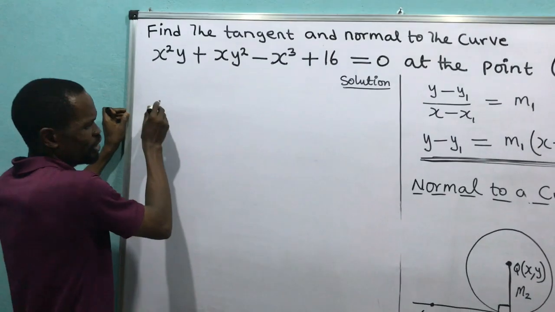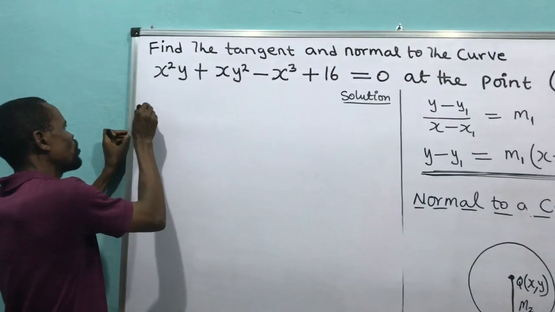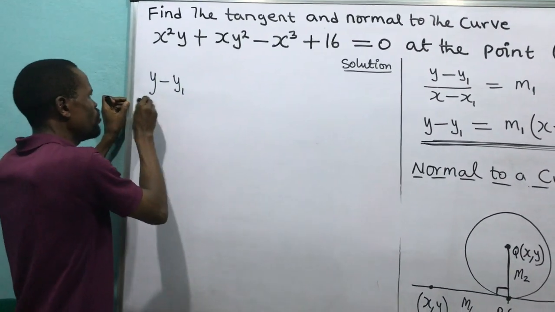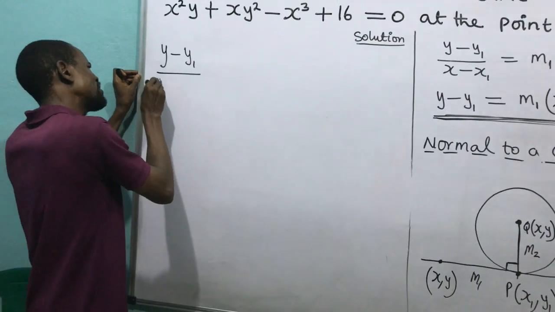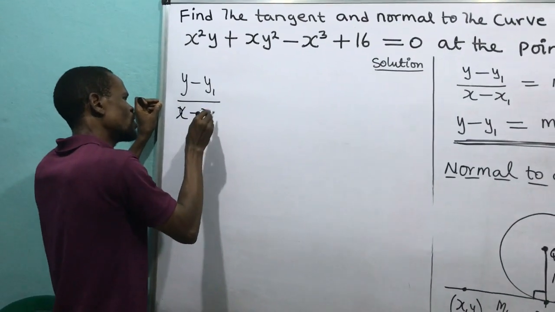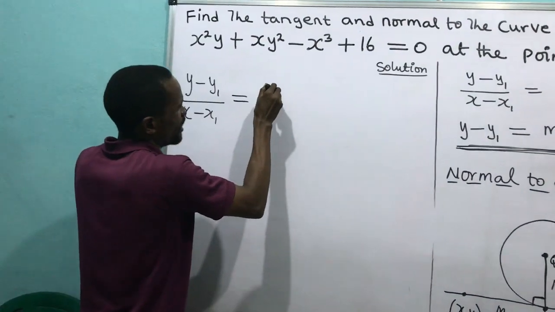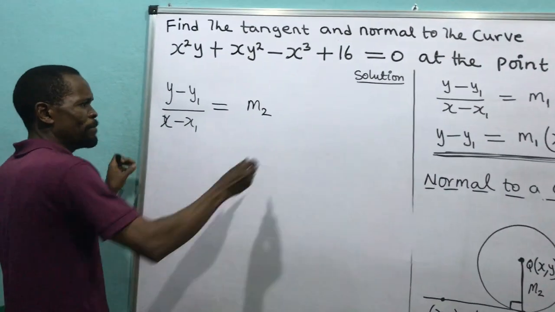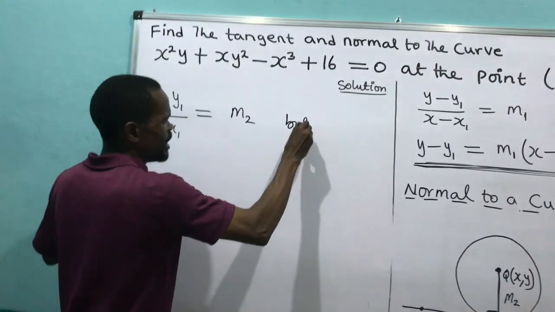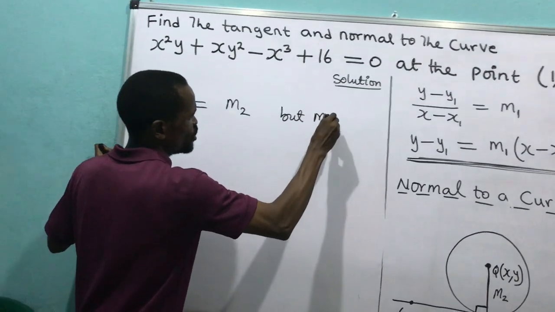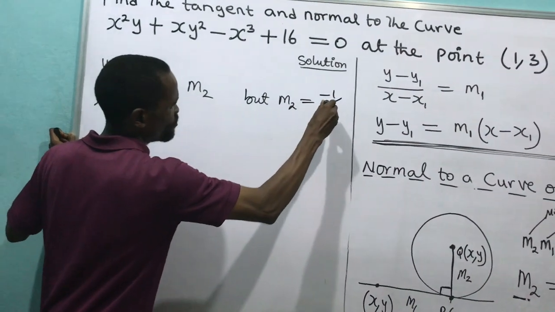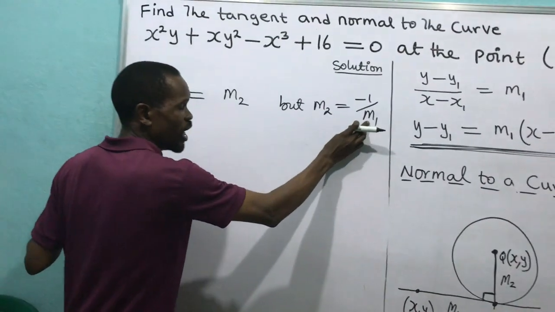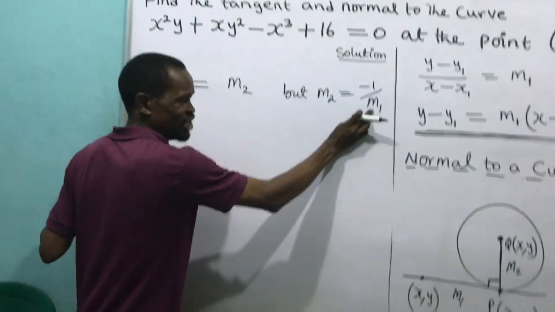Let us look at the equation of the normal. The equation of the normal becomes y minus y1 all over x minus x1, and it is equal to M2. Are you getting what I'm saying? That's the equation of the normal. But I know that M2 is equal to the negative inverse of M1. And what is M1? The slope of the tangent line.